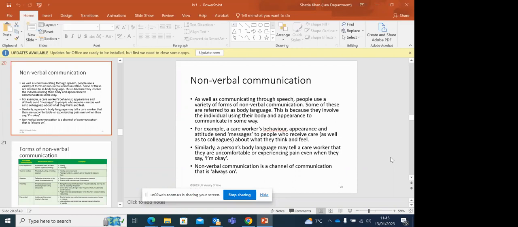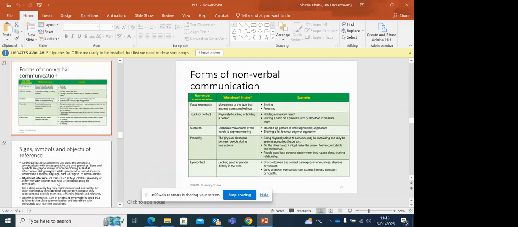Body language is really important. Again, non-verbal communication is a channel of communication that is always on. Forms of non-verbal communication: facial expression, like we said, is really important. Movements of the face express a person's feeling. When I'm doing my lectures, because I teach at a college, I can tell when my students are really bored. They start frowning, or they start going to sleep, or they start making these funny faces for me to stop. So you can identify your facial expression.